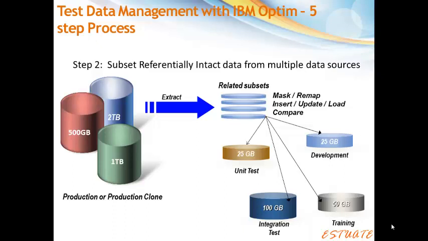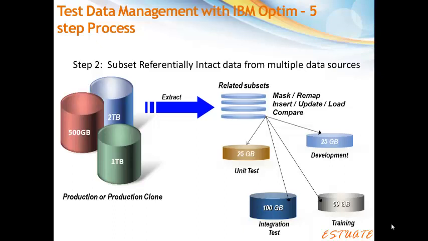The second step in the process is to subset the production data from these multiple data sources. With Optim, you could design your subsetting to ensure you create the right-sized, referentially intact subset of data from across various applications targeted to satisfy the requirements of your use cases or test cases. In this manner, subsetting creates realistic test databases, small enough to support rapid test runs, but large enough to accurately reflect the variety of production data.